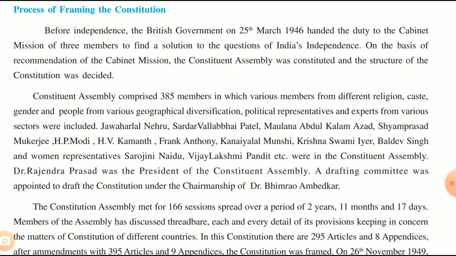This assembly had members like Jawaharlal Nehru, Sardar Vallabhbhai Patel, Maulana Abul Kalam Azad, Shyama Prasad Mukherjee, H.P. Modi, H.V. Kamath, Frank Anthony, Kanhaiyalal Munshi, Krishnaswamy Iyer, Baldev Singh, and women representatives were also included, like Sarojini Naidu and Vijayalakshmi Pandit. The president of this Constituent Assembly was Dr. Rajendra Prasad, and the drafting committee was headed by Dr. Bhimrao Ambedkar.